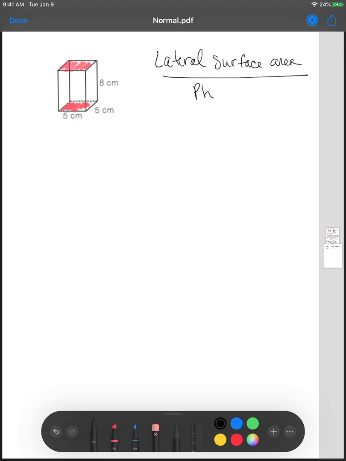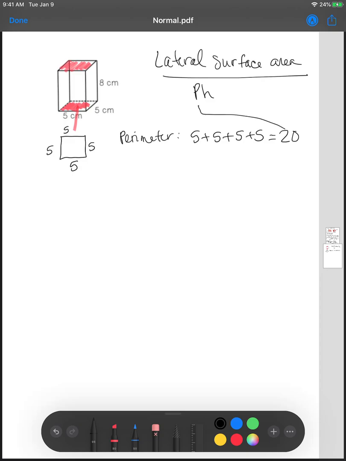So P is the perimeter of the base, right? So my base right here, I'm going to pull it out. And to me, it looks like a square. So all the sides for the base are 5. So my perimeter is going to be 5 plus 5 plus 5 plus 5 because there are 4 sides. So I'm going to add them all. 5 plus 5 plus 5 plus 5, 10, 15, 20. So our perimeter is 20. So that is our P.